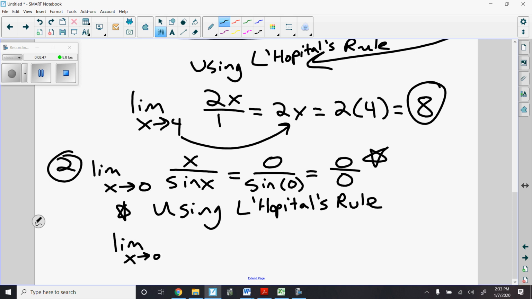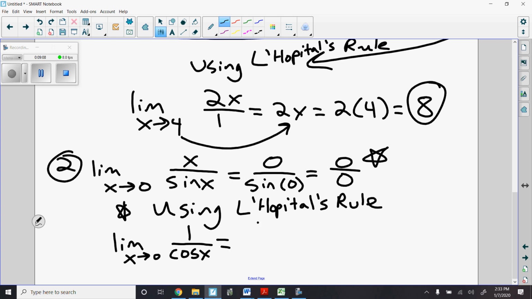Again, this is not a quotient rule. This is simply doing the derivative of the top and the derivative of the bottom. The derivative of the top, we get 1. And the derivative of the bottom, the derivative of sine x, is cosine x. Okay? And now we're going to plug in to see what we get.